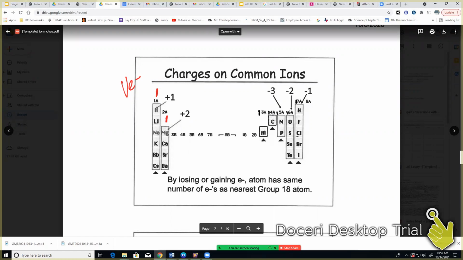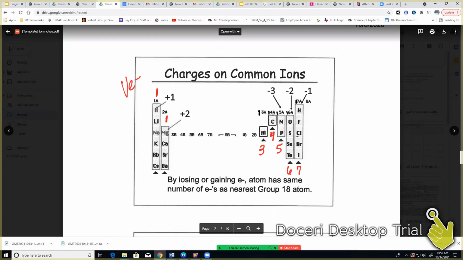When we come over to the other side, we have to start subtracting 10. So in group 13, those have 3 valence electrons. Group 14 have 4 valence electrons. Group 15 have 5, and then 6, and then 7.